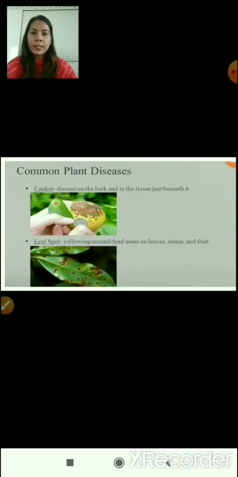Now canker disease. This disease occurs on the bark of a plant, or it can also occur on the surface of the fruit of the plant, or the tissues just beneath that surface. In this, spotted brownish patches are present on the bark and the fruits. Now the leaf spot disease, it is a disease which causes yellowing around dead areas on leaves, stems and fruit. You can easily see the patches or spots which show the presence of disease on this leaf.